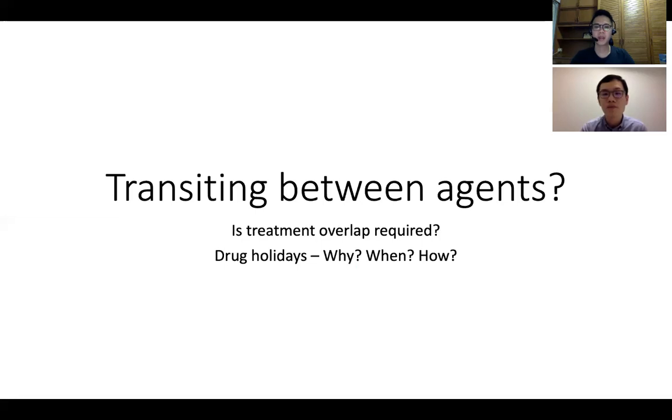And we come to this bit, one of the last bits about transiting between agents, especially in the context of treatment failure. There are a few principles, things like drug holidays, things like limited duration, which you can give teriparatide, and the question of whether or not treatments should be overlapped. So let's say you're transiting from bisphosphonate to a teriparatide. Should the bisphosphonate still continue alongside the teriparatide? So how would you advise in this space?